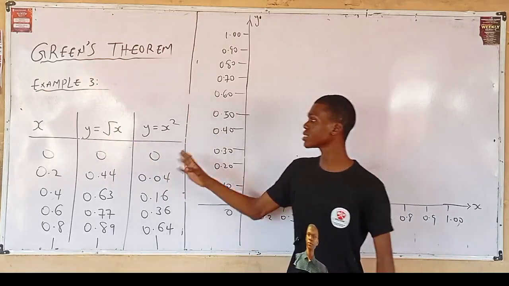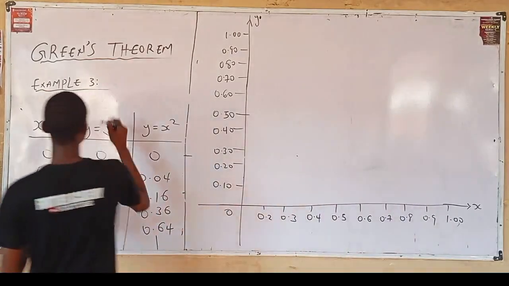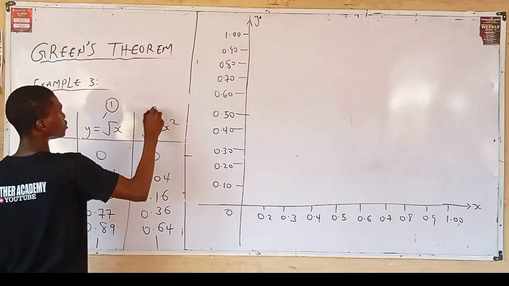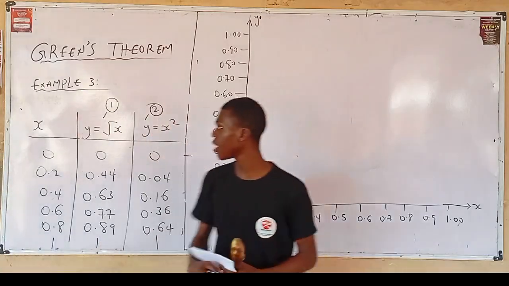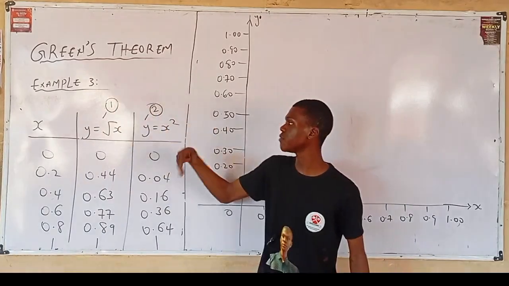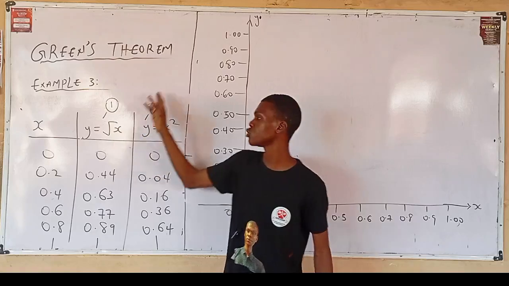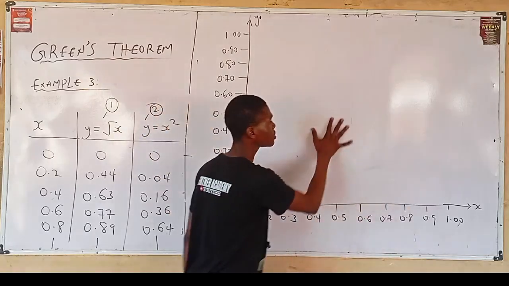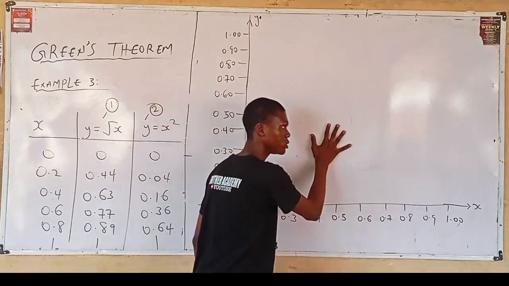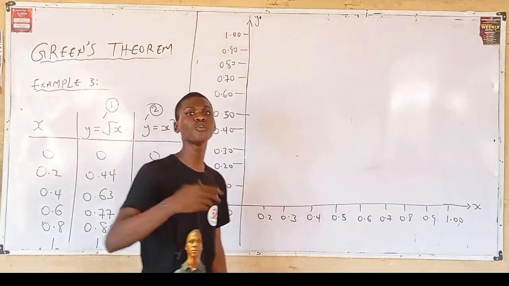But I'm plotting these values of y. Say this is 1 and say this is 2. So I'm plotting the value of y when it is 1 and the value of y when it is 2, meaning when we say 1, square root of x, 2, x squared, on my graph sheet. The purpose is that I want to know the orientation of the curve. I want to know the movement of the curve.